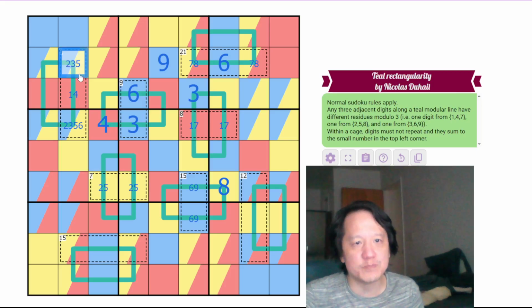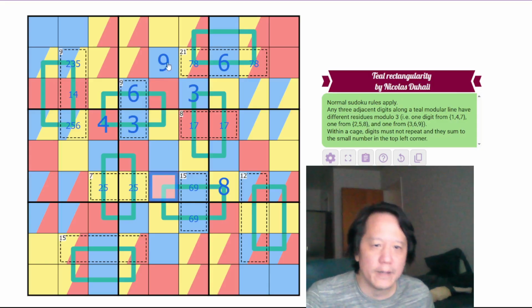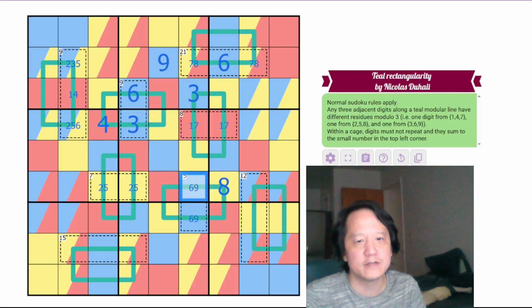So if this is blue, it must be 3. And this can't be 3 either. So if this is blue, it must be 6. That's not that helpful. 9 is here. Where is 9 in box 5? Cannot be here. So 9 in box 5 has to be here. So this 9, which makes that 6, and that leaves a 6 there.